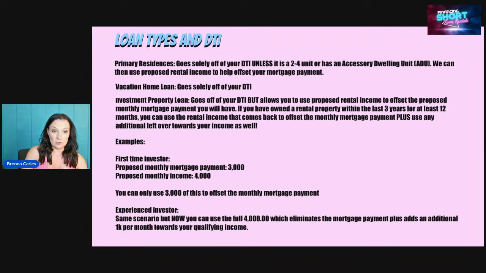Second scenario, if you've already owned a property within the last 3 years, you don't have to own it still. Just one that you've owned in the last 3 years where you had 12 months of rental experience. You can now use, so if it's $4,000, you're offsetting that monthly mortgage payment of $3,000. And now you can add an additional $1,000 per month to your monthly qualifying income. So that's a huge deal. $1,000 can make or break your deal. So keep that in mind as well.